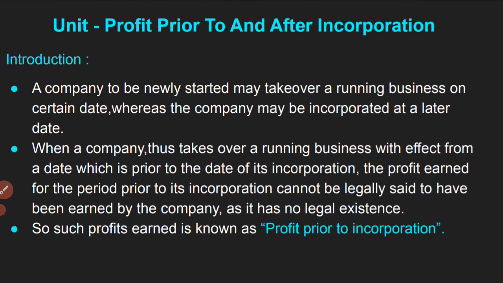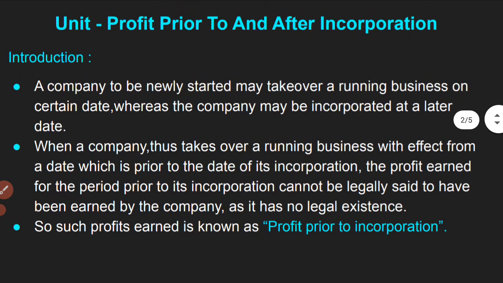So starting from the first point, firstly I am just reading it out and then I'll explain. A company to be newly started may take over a running business on certain date, whereas the company may be incorporated at a later date. When a company thus takes over the running business with effect from the date which is prior to the date of incorporation, the profit earned for the period prior to its incorporation cannot be legally said to have been earned by the company, as it has no legal existence. So such profit earned is called profit prior to incorporation.